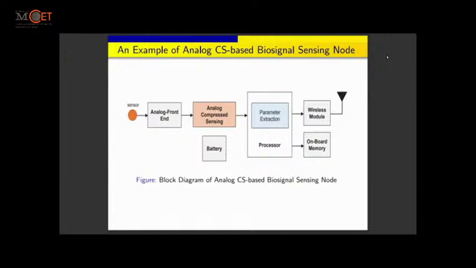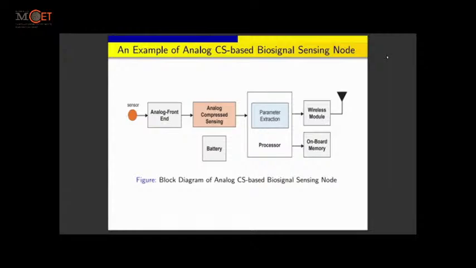If the signal is not a sparse signal, then you cannot use the compressed sensing concept. You should look for a type of signal which shows some sparsity, and that sparsity number should be much, much lesser than the total length of the signal. Assume that the length is n and the sparsity is k, then k should be far, far less than n. Only then can you apply this concept of compressed sensing.